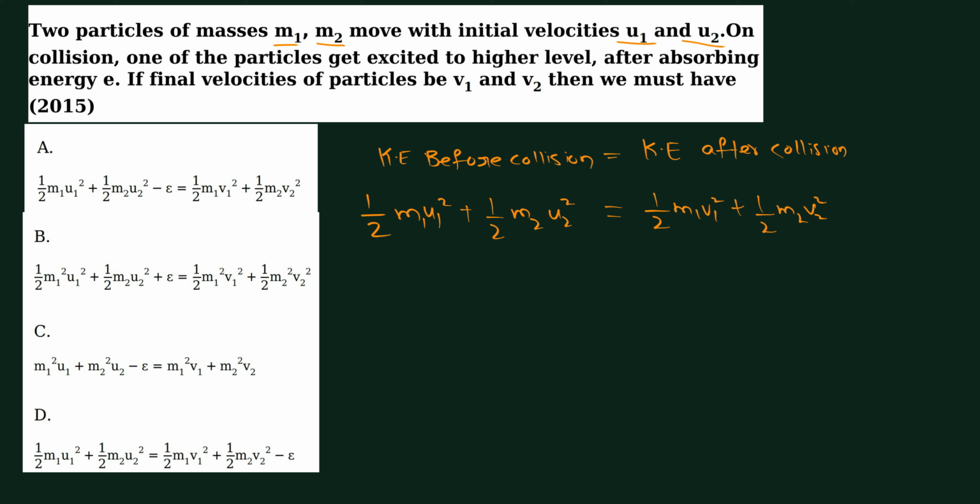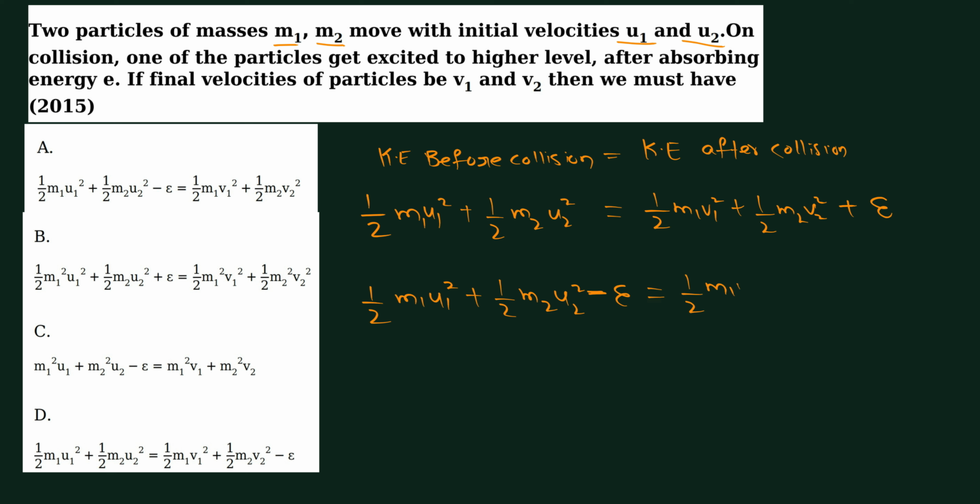Now you see, after the collision, one of the particles absorbs energy. The energy term you write here. This plus E, when you take it this side, it will become minus half m1 u1 square plus half m2 u2 square. That plus E, when you take it this side, it will become minus E.